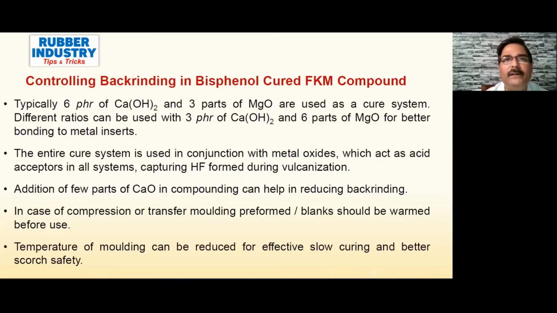A simple example is preparation of a compression set button. If we prepare the cylindrical blank by rolling a thin sheet from a mixing mill, followed by cutting in the required weight and filling the cavities in cylindrical preform, in one condition, the tendency of backrinding is reduced drastically. Temperature of molding can be reduced for effective slow curing and better scorch safety.